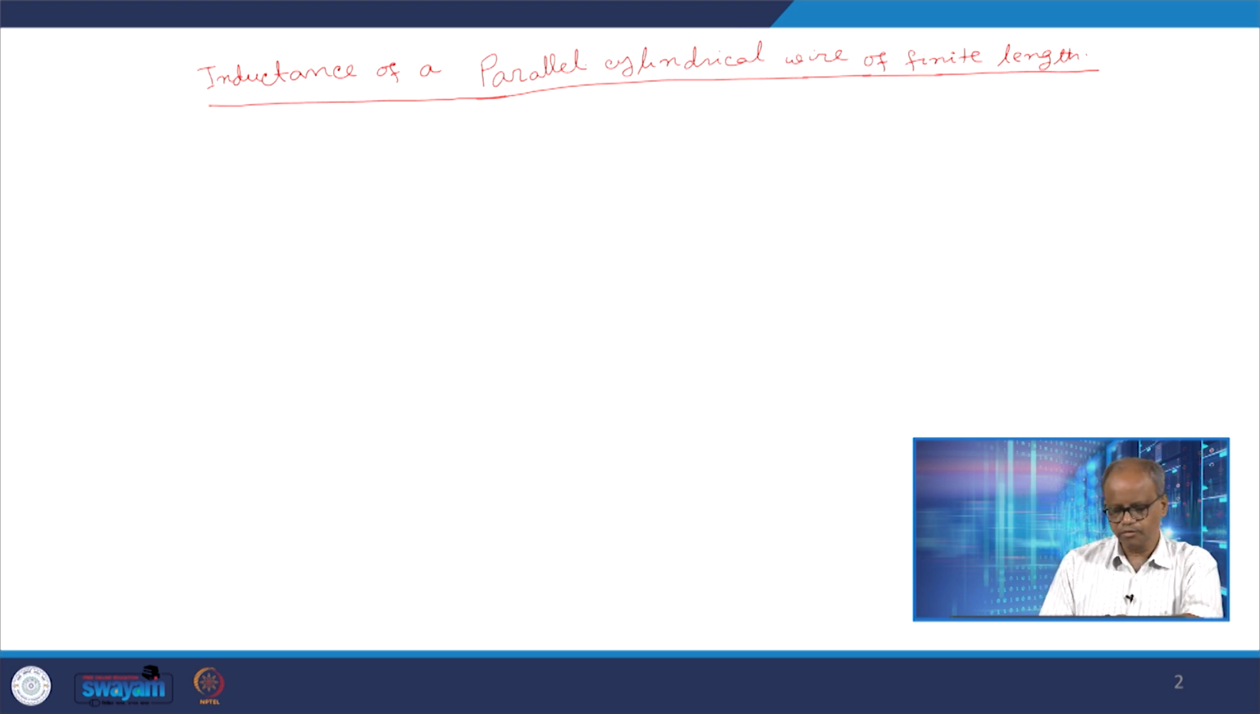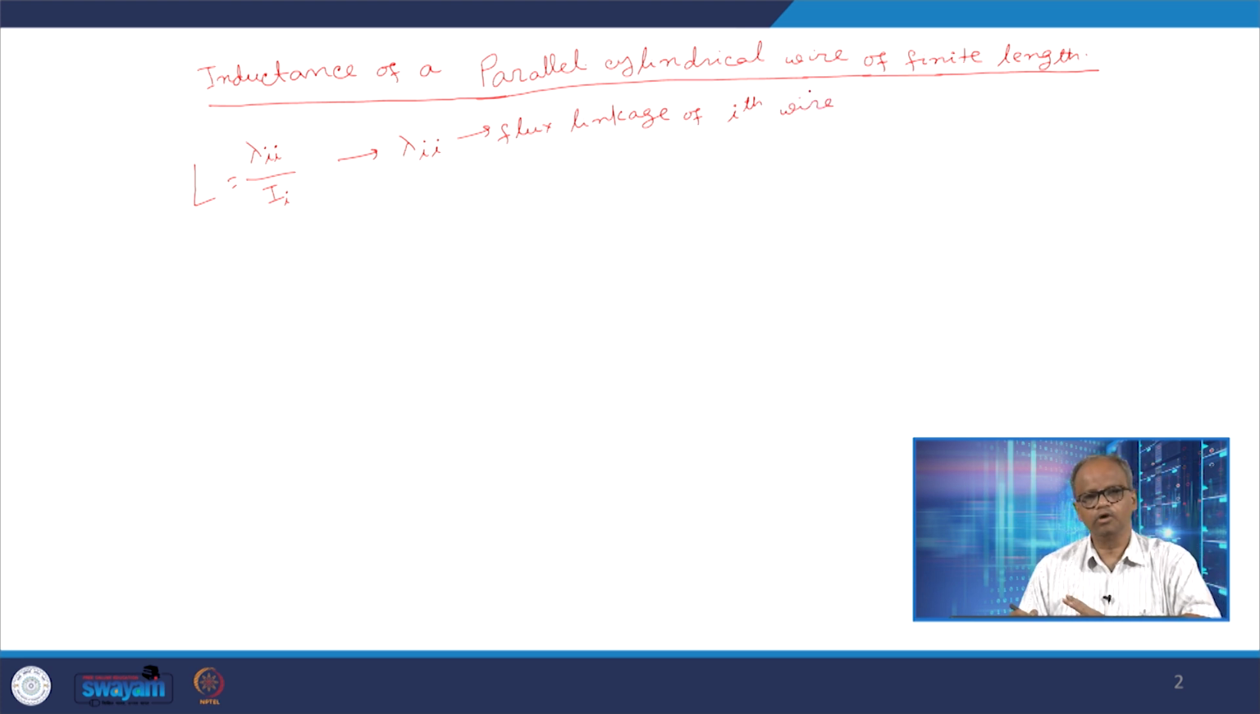So, we know that the inductance is essentially defined as the total flux linkage, say Psi 1, divided by I. So, Psi i by I i. Psi ii is the flux linkage of the ith wire. Please note here we are only talking about only one wire. So, here i is equal to 1, but we are following this notation to make it more general, and I i is the current through the wire.